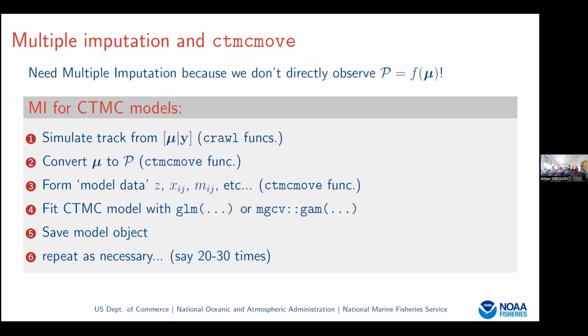So I can turn that to that discrete space continuous time track, get what I call model data, so the Z's and the spatial covariates and stuff like that. There's a package called CTMC move that fits these models that will extract that stuff for you. But CTMC move doesn't have a fitting function. It's all data manipulation. Why? Because we can fit those models with GLM or GAM or whatever. We don't need a special fitting function. So then we could fit that model, we'll save it. Just like Brett does with the HMM models, we can save those results and then combine them back together in the end.